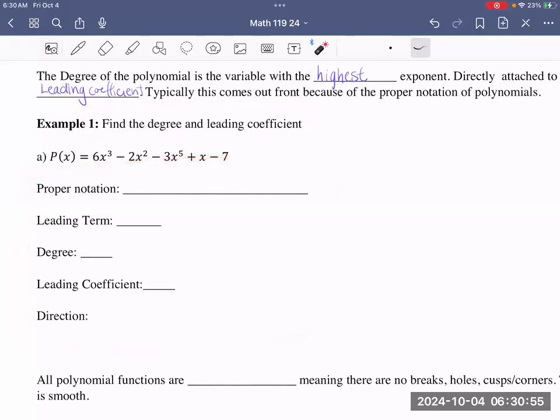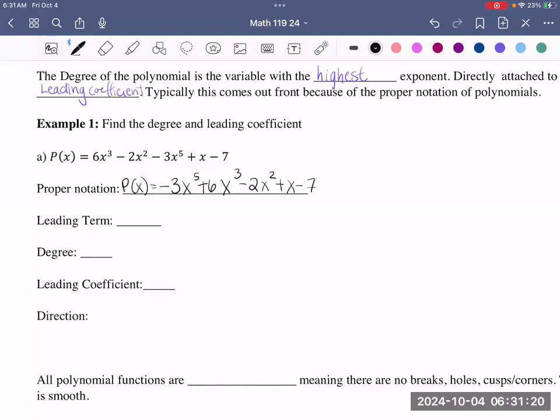Proper notation, we are just rewriting your expression. So we have p of x. In your highest degree here, we go from 3 to 5 to 1, meaning that we have negative 3x to the 5th coming out first because it's the biggest degree. Then the next highest is plus 6x cubed minus 2x squared plus x minus 7.